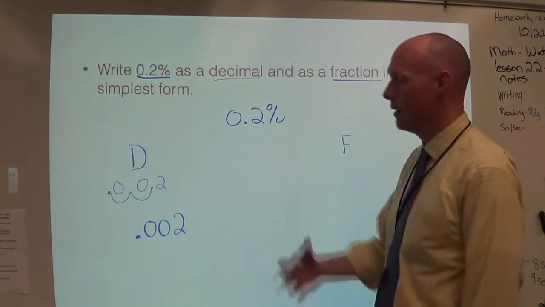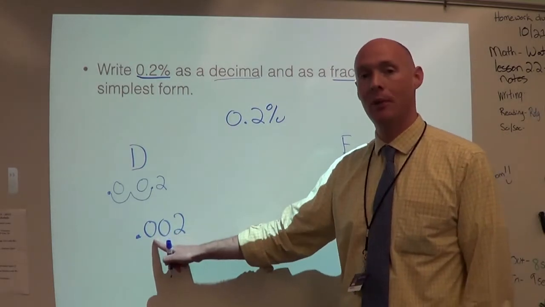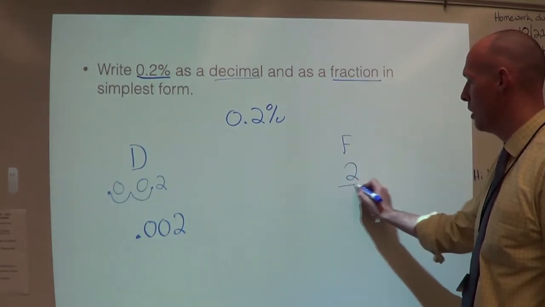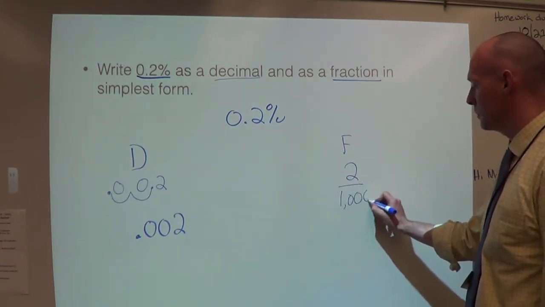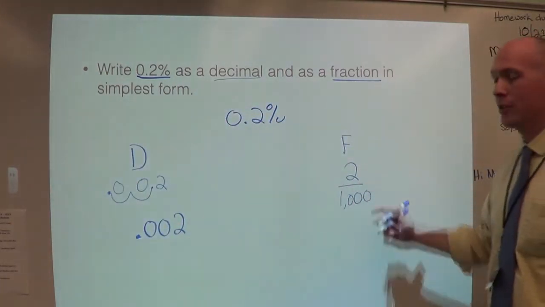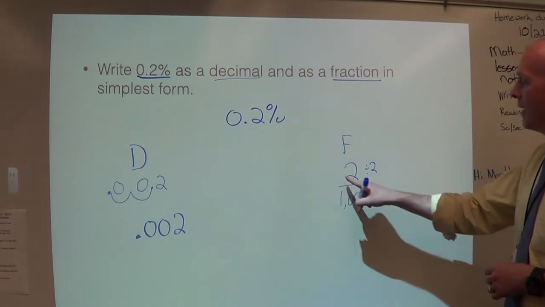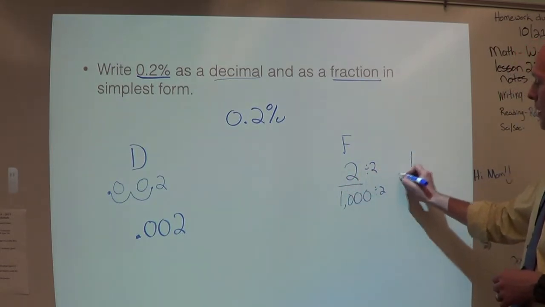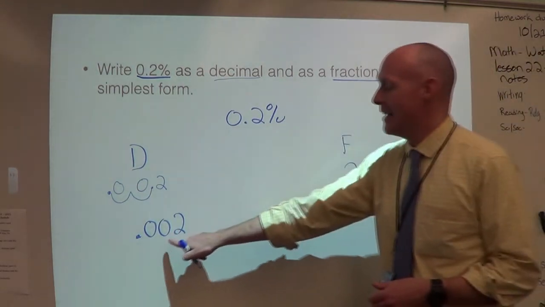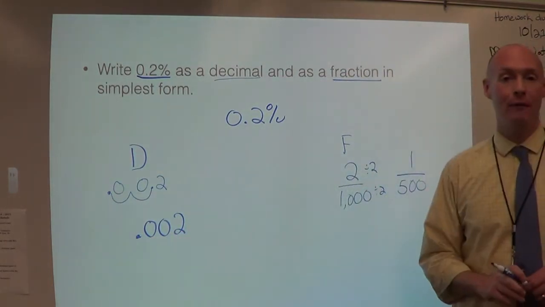So as a decimal, it will be 0.002. Okay, good enough. Now, to make it a fraction, we just count our decimal places. Tenths, hundredths, thousandths. So as a fraction, it will be 2/1000. It does say in simplest form, so we have to reduce. What is the largest number that can go into both of those? Well, it's 2. Divide by 2, divide by 2. 2 divided by 2 is 1, 1,000 divided by 2 is 500. So there we have it. As a decimal, it is 0.002, and as a fraction, it is 1 out of 500.